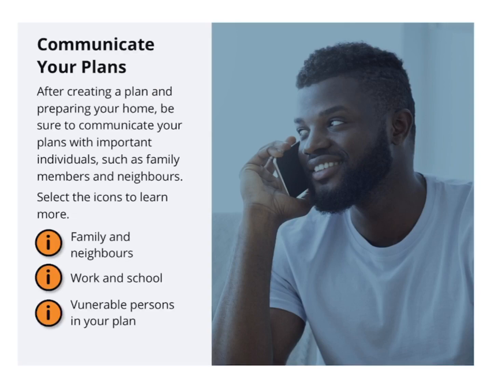After creating a plan and preparing your home, be sure to communicate your plans with important individuals, such as family members and neighbors. Select the icons to learn more.